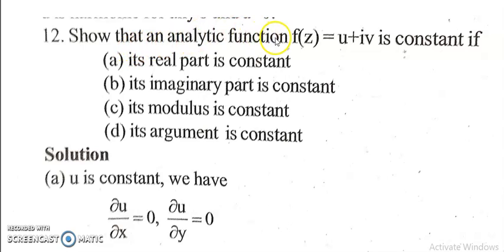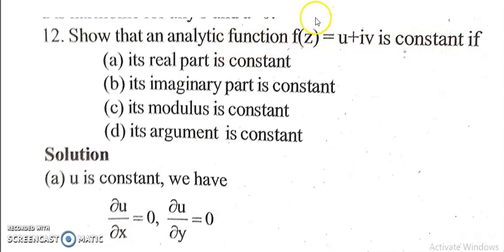Show that an analytic function f of z equal to u plus iv is constant if its real part is constant, if its imaginary part is constant, its modulus is constant, its argument is constant. Let us prove the first part. Its real part is constant. So we have to prove the analytic function is constant.